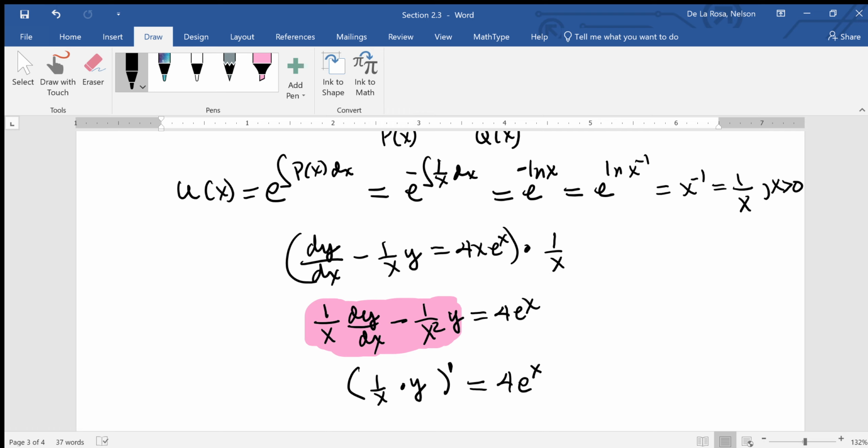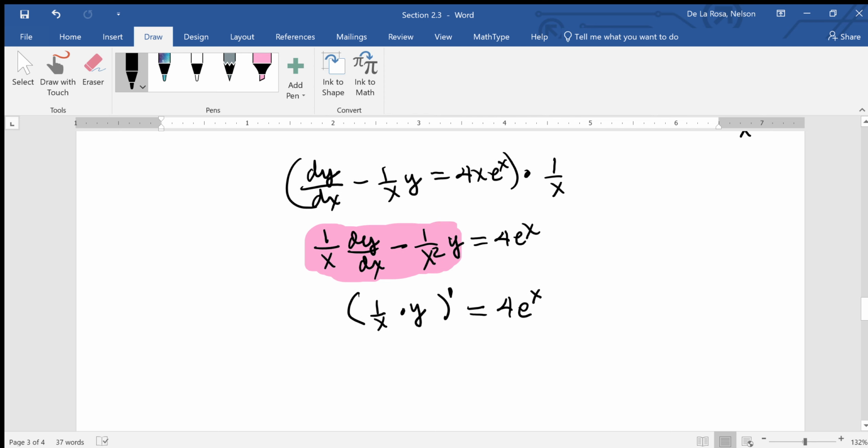So remember, we're solving a differential equation. Solving a differential equation means that we have to apply integrals. So in order to get rid of the derivative, this prime, which is a sign of derivative, we apply integration on both sides. So integral cancels derivative, and we have 1 over x times y equals the integral of 4e to the x, which is exactly 4e to the x plus a constant c.